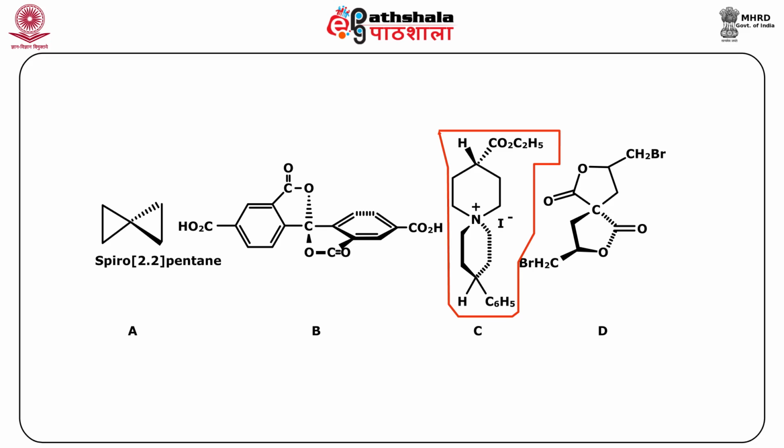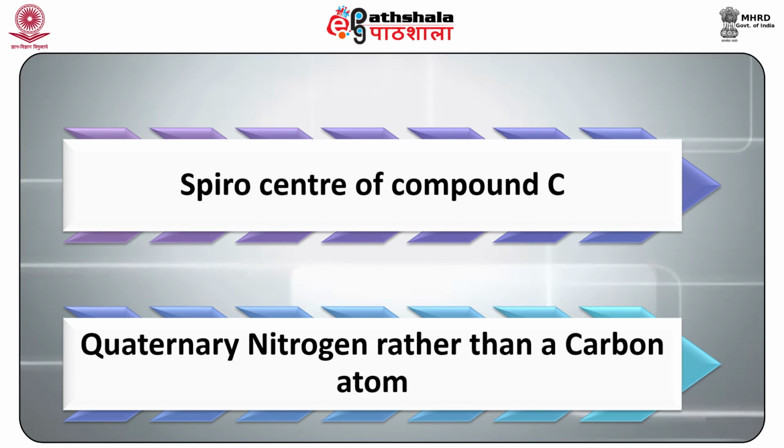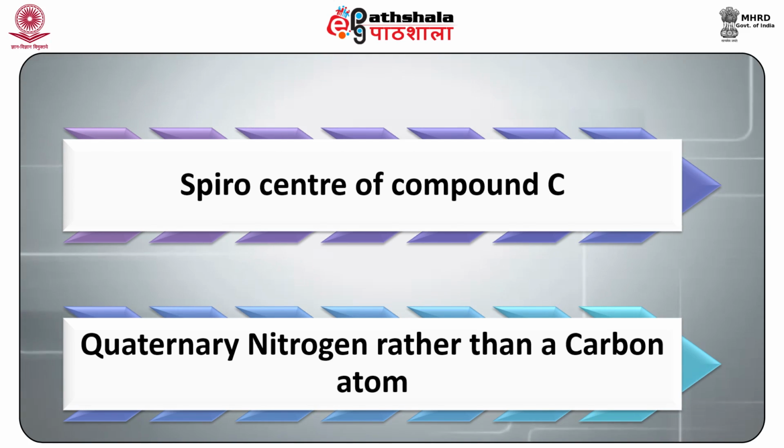However, the compound C shown here is of type A, as shown in the earlier figure. It was resolved 5 years later by Mills and Warren in 1925. It is shown in the following figure as C. It is of interest that the spiro center of compound C is a quaternary nitrogen rather than a carbon atom.